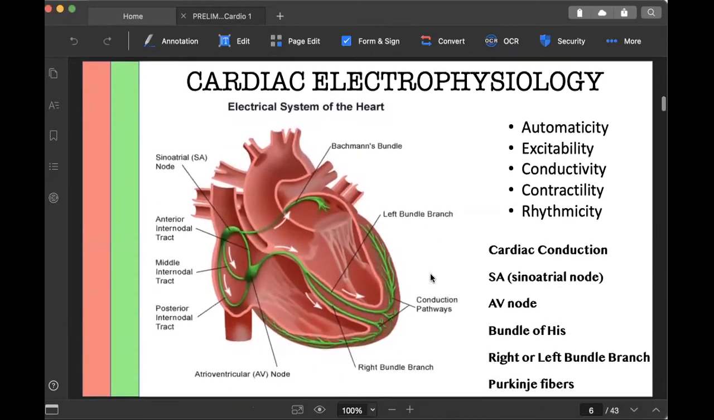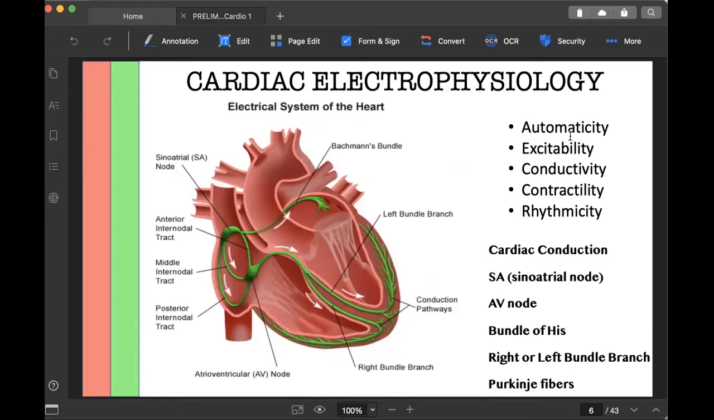Next one is your cardiac electrophysiology. Most likely you've read this one already. So we have your SA node, the primary pacemaker of the heart, the AV node, the bundle of His, the right or left bundle branch, and of course your Purkinje fibers.